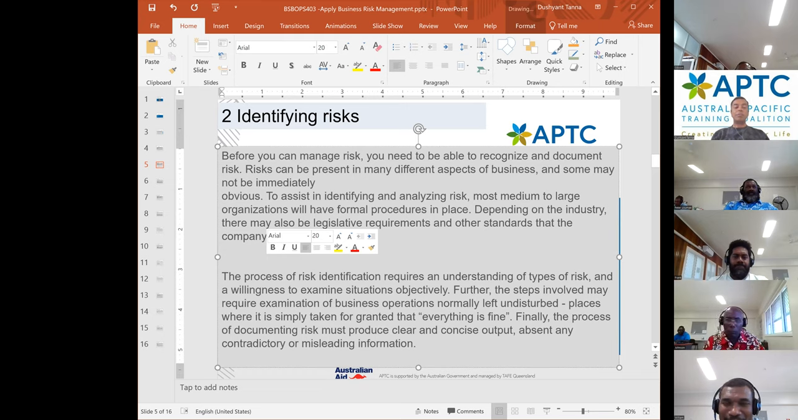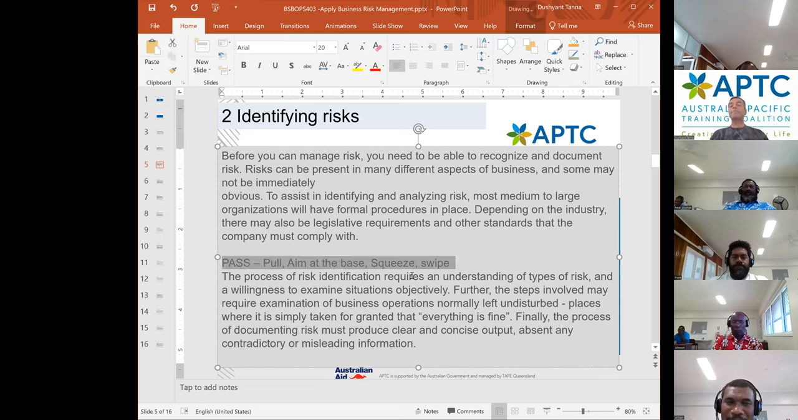PASS. Pull the pin, aim at the base, squeeze the nozzle and swipe as you go. That's for the fire extinguisher. You know what pass is, yeah? As kids, we would be so happy if we got a pass grade, if we passed the subject. We wouldn't like the other one, the fail one. Yeah, PASS. Don't forget that. Simple enough. Pull the pin, aim at the base, squeeze the nozzle, and swipe as you go. That's it.